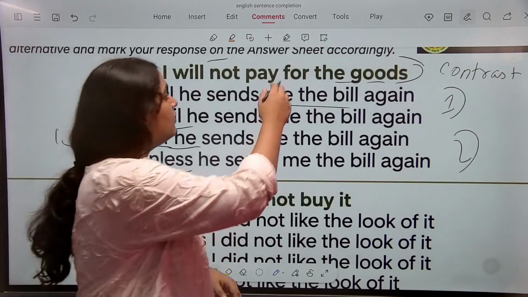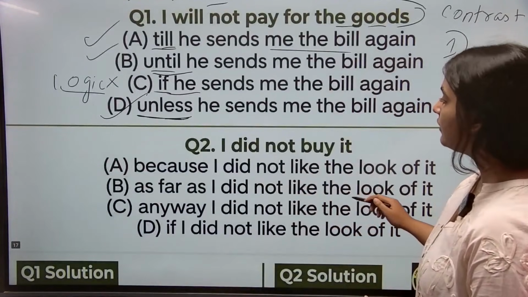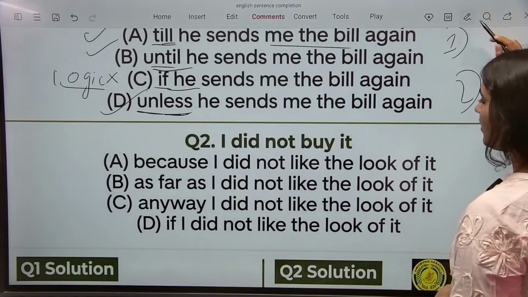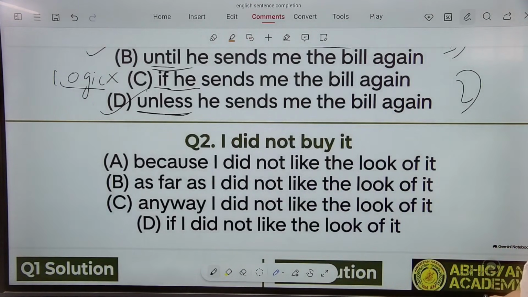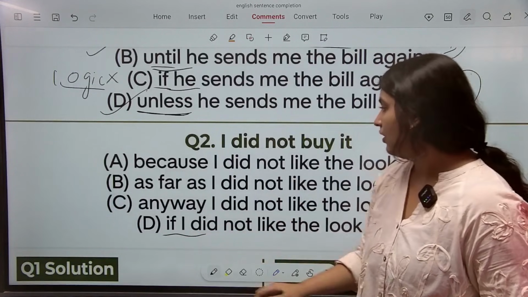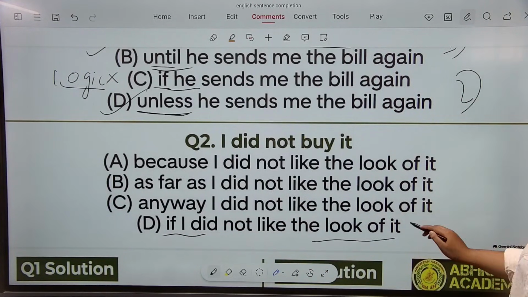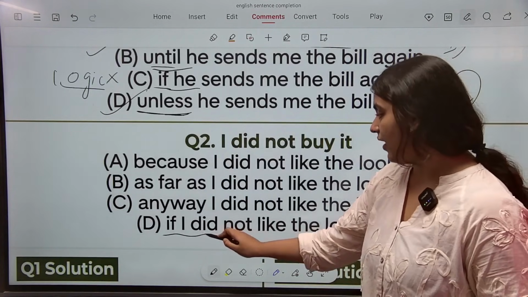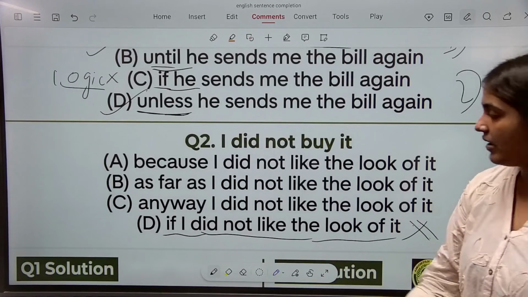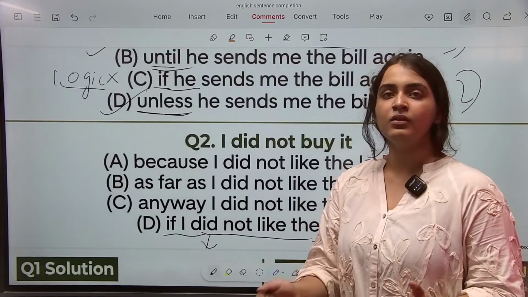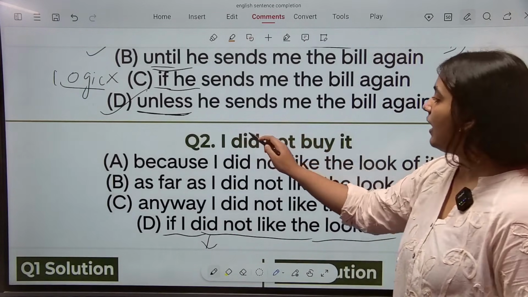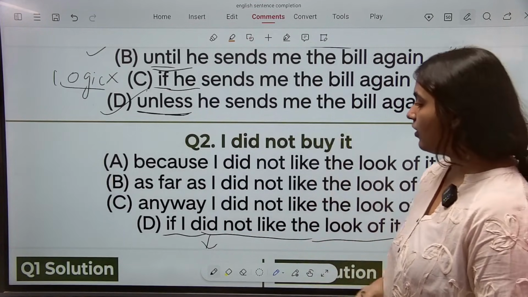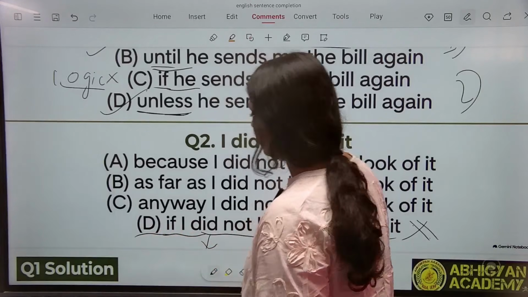Now for the second question, I did not buy it because I did not like it. As far as I did not like it, anyway I did not like it, if I did not like it. Here also, if I did not like the look of it, this is grammatically correct. I mean incorrect. I did not buy it if I did not. This is past tense. If it was future tense, then you could have considered it. If it would be I will not buy it if I do not like the look of it. So this is wrong. This became future conditional.